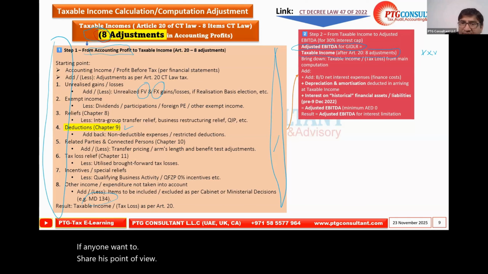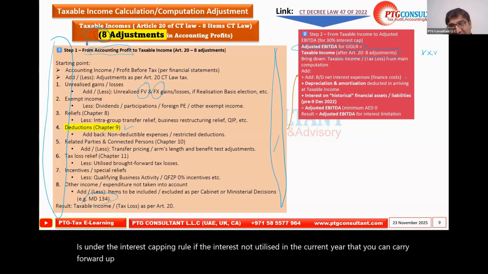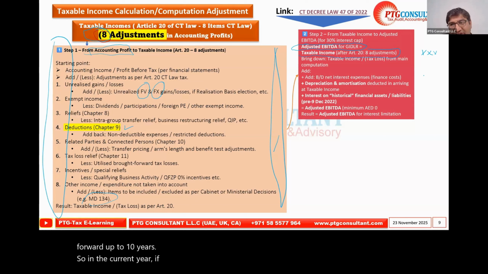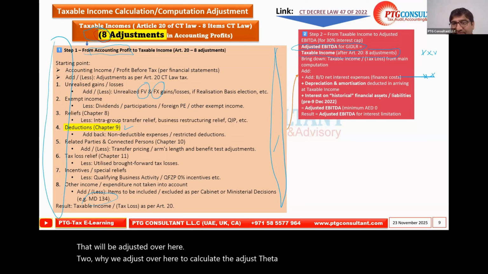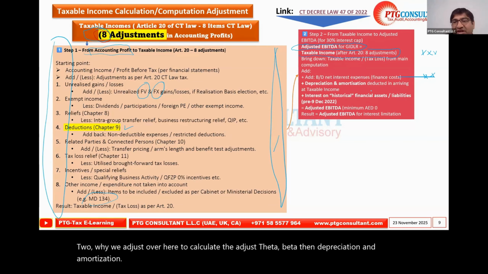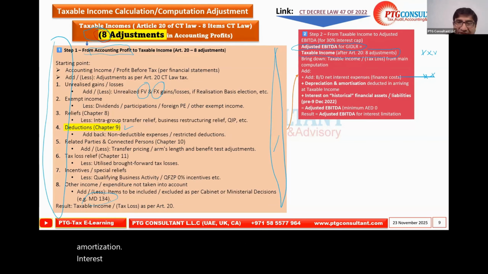BD means brought down. Under the interest capping rule, if the interest is not utilized in the current year, you can carry it forward up to 10 years. So in the current year, if you have brought down interest, that will be adjusted over here. Why do we adjust it here? To calculate the adjusted EBITDA. Then depreciation and amortization, interest on historical financial assets and liabilities. So now you can see here the adjusted EBITDA.